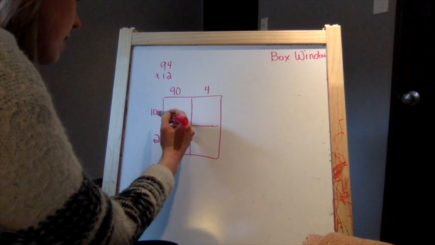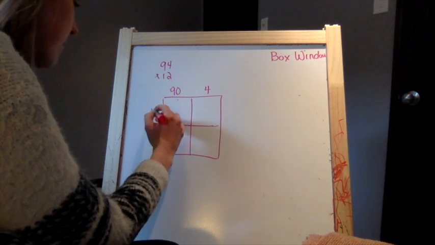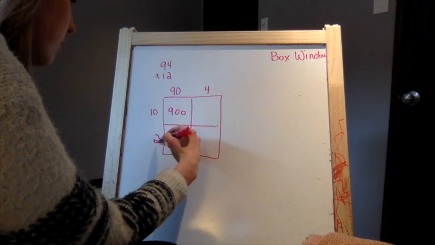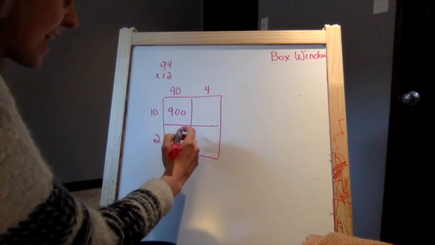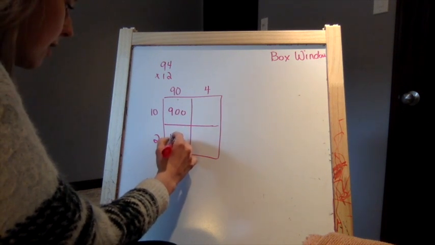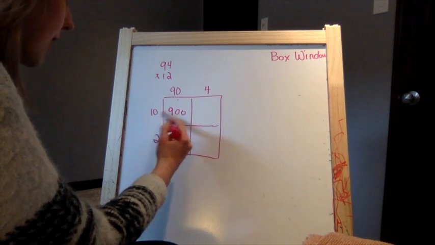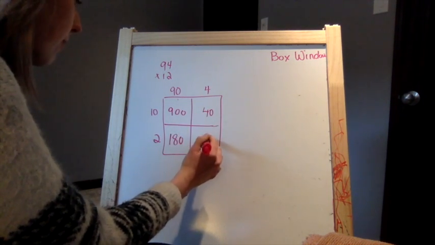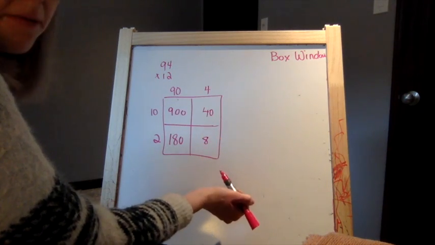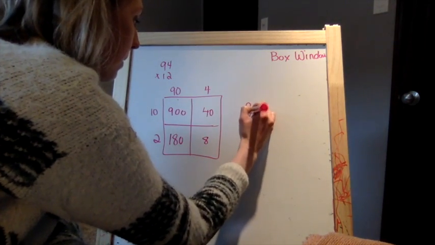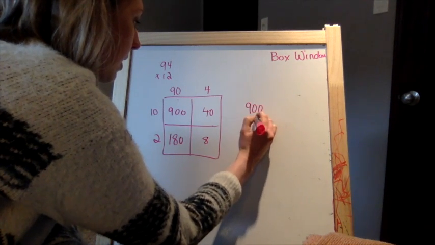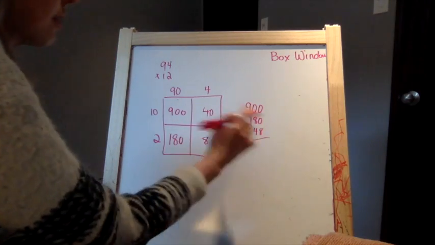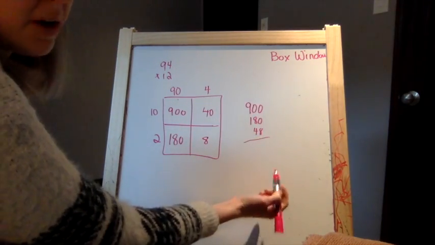So I start with 90 times 10, so 1 times 9 is 9 with 2 zeros. Now I'm going to go 2 times 90. 2 times 9 is 18, and I just put 1 0. 10 times 4 is 40, no extra 0 needed, and 2 times 4 is 8. Now my second step for box window is I stack them all up. 900, 180, 48. I just added those two together because it was one less thing for me to keep straight.